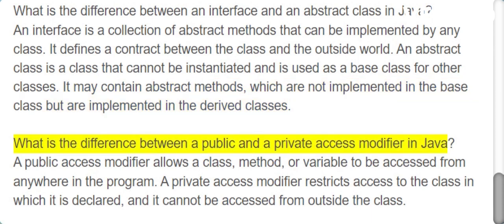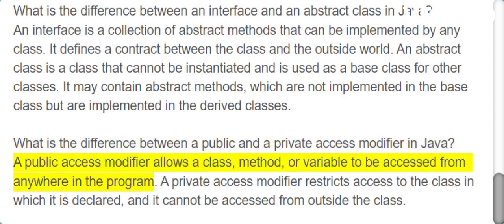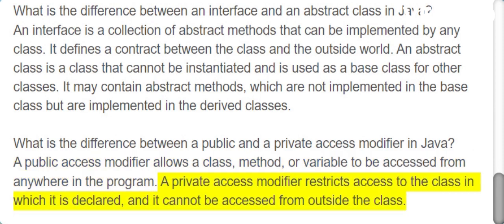What is the difference between a public and a private access modifier in Java? A public access modifier allows a class, method, or variable to be accessed from anywhere in the program. A private access modifier restricts access to the class in which it is declared, and it cannot be accessed from outside the class.